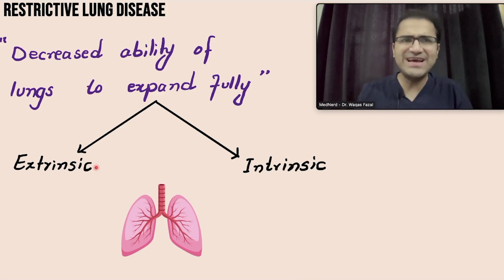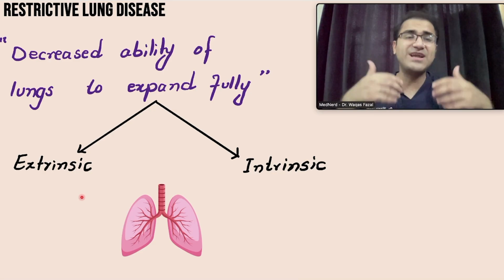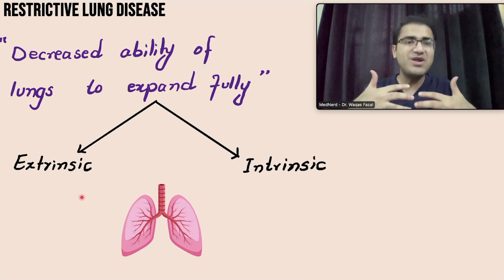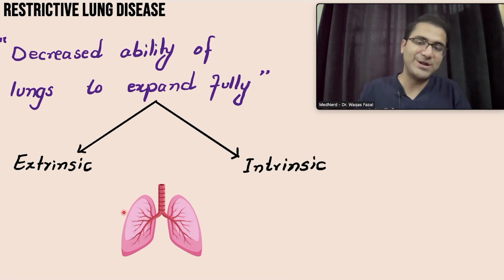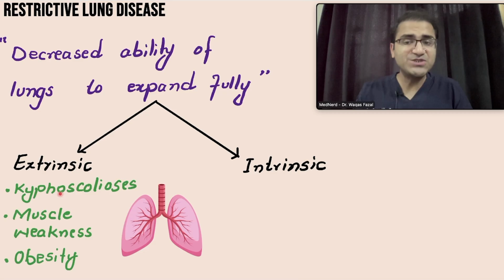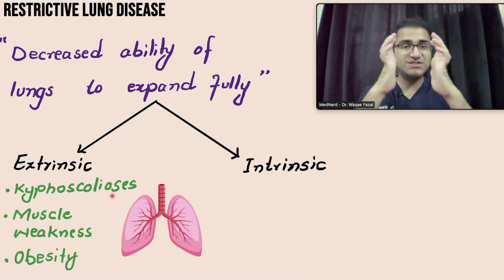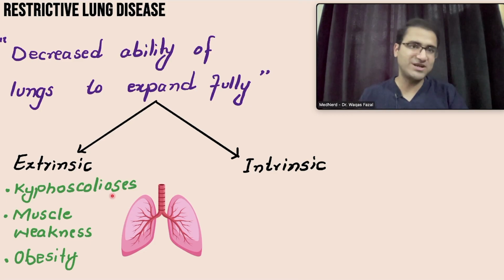Now what can be the extrinsic causes that will make it difficult for the lungs to expand fully? They include chest wall abnormalities like chest wall stiffness. If the chest wall is stiff, like in old age patients, it is not compliant and cannot expand fully, therefore the lungs cannot expand. Also, in patients with kyphoscoliosis, where the chest wall is deformed, it cannot expand fully, therefore the lungs cannot expand.